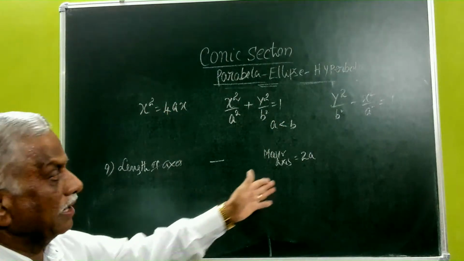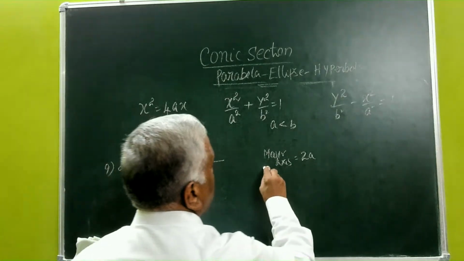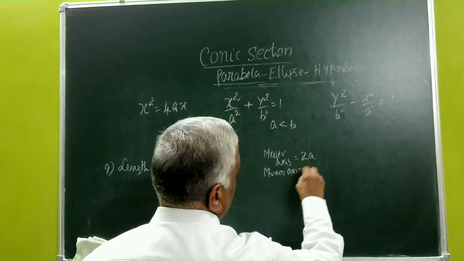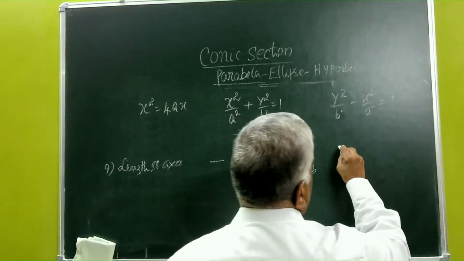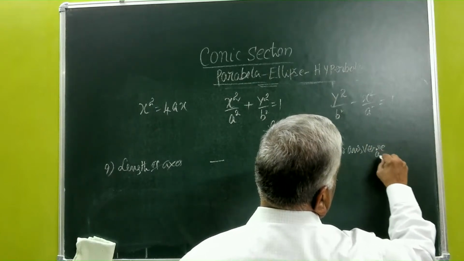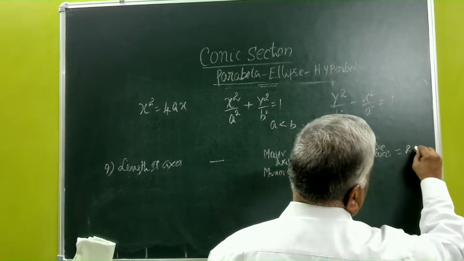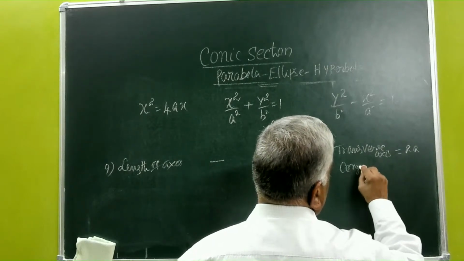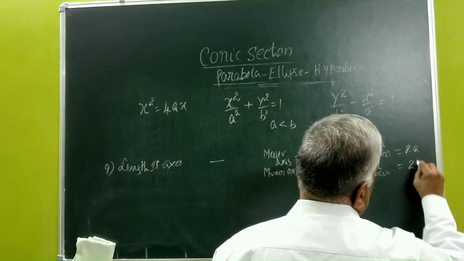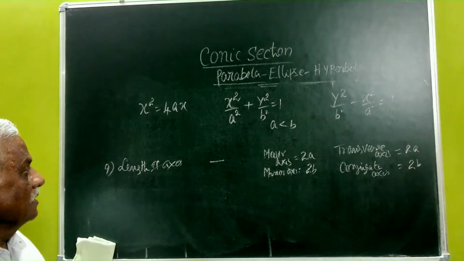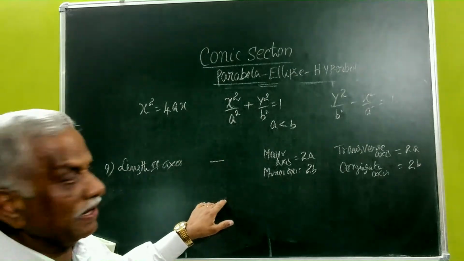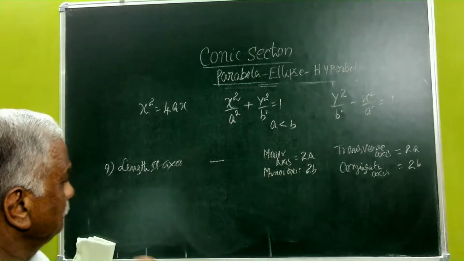I'm just asking you to add this into the tabular column. The first column parabola not applicable. Major axis 2a, minor axis 2b. Here, some naming is different. For the hyperbola this is called transverse axis equals 2a. Conjugate axis equals 2b. We have written the 9th one. This column pertains to parabola, ellipse, and hyperbola.